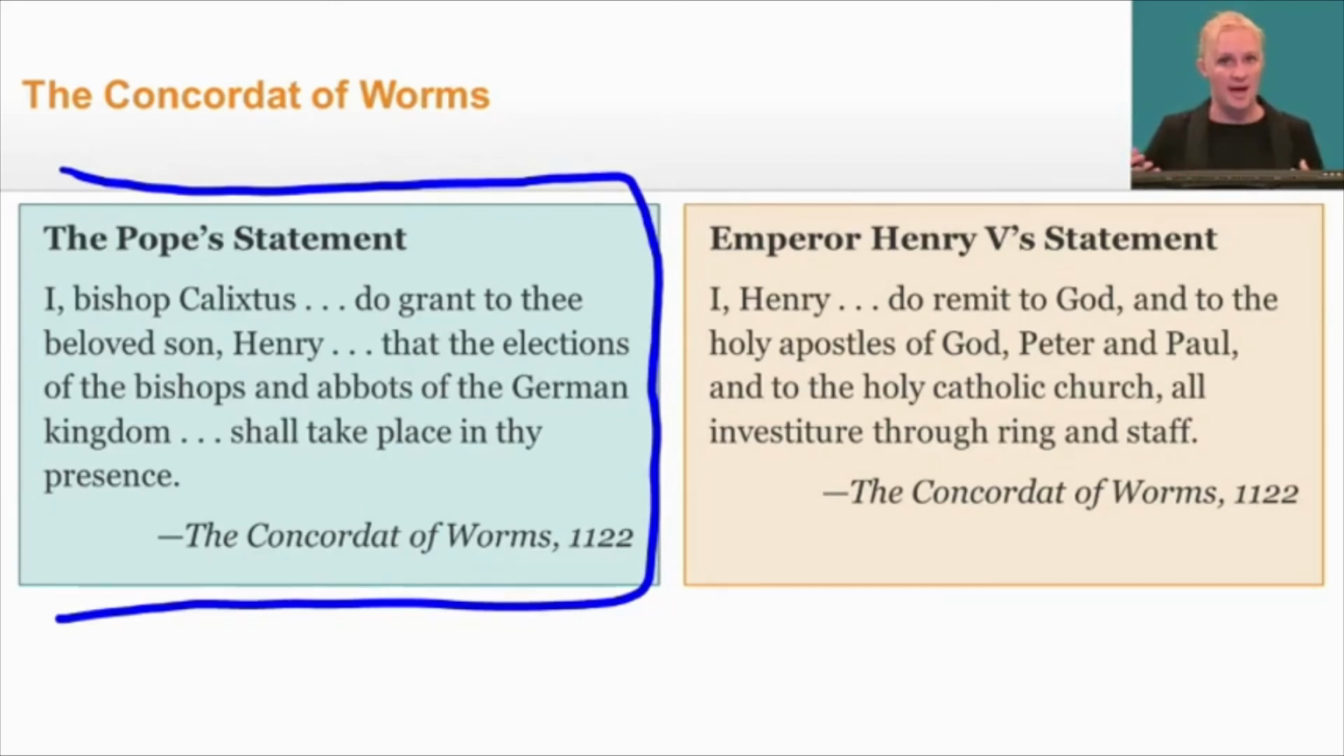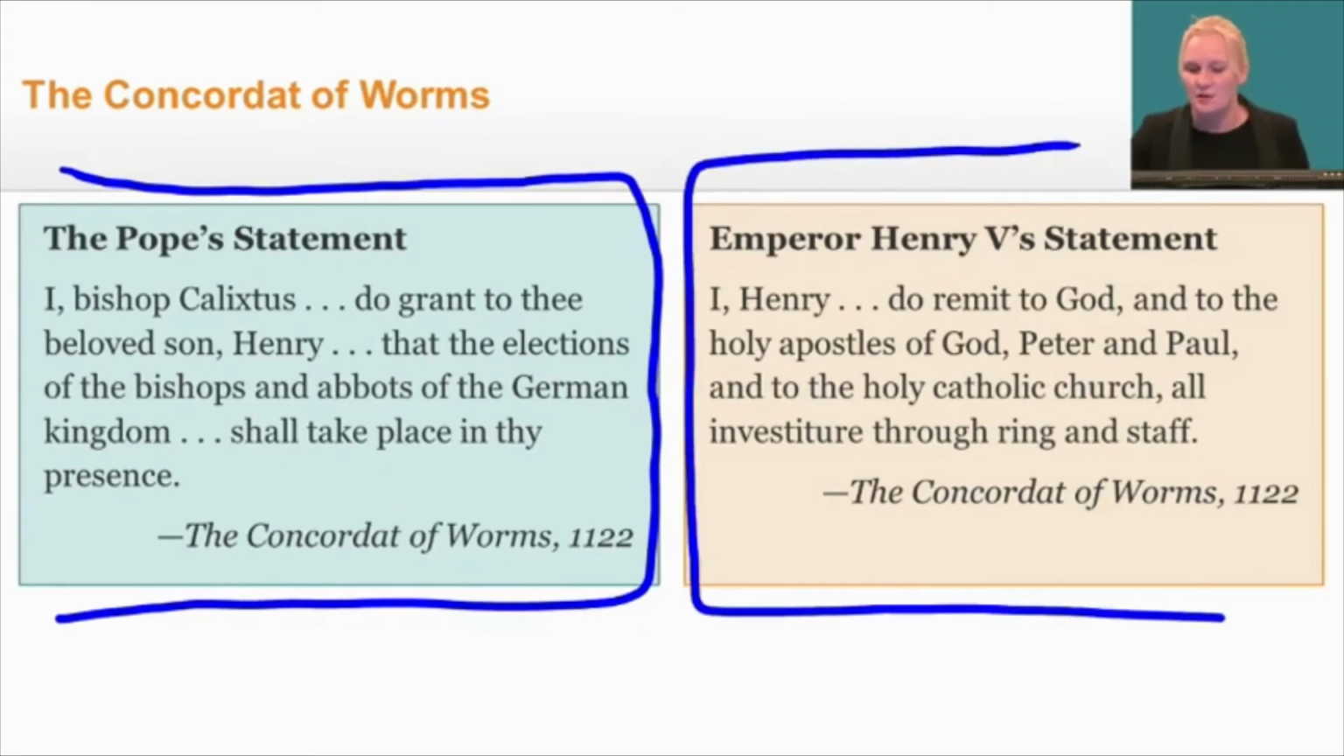We'll have this compromise. So what was Henry V's response to this? He said, I, Henry, do remit to God, or give back to God, and to the holy apostles of God, Peter and Paul, and to the holy Catholic Church, all investiture through ring and staff. And what that means is Henry says, yes, I allow the church to make your own positions. You get to grant the positions of the church leaders. And what the church is saying is, yep, we're going to elect our own church leaders, but you, Henry, our king, can be there when we do it. And if you really don't like it, you have the power to veto some of our choices.